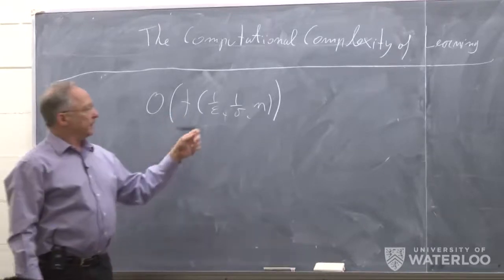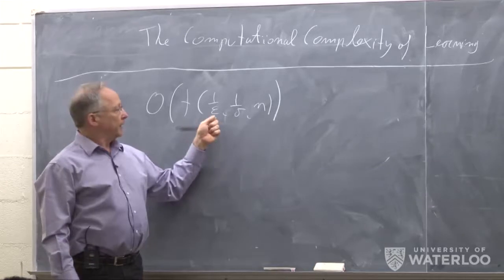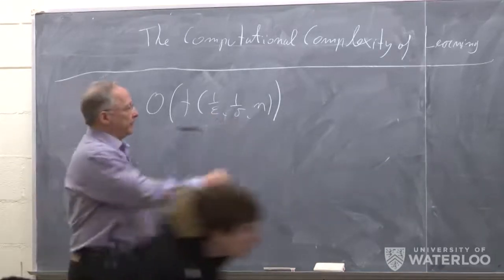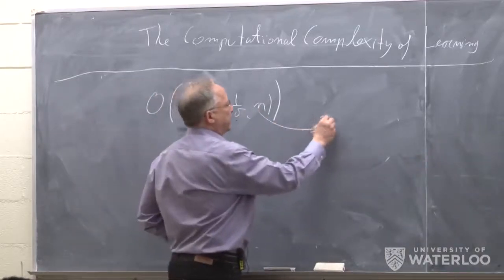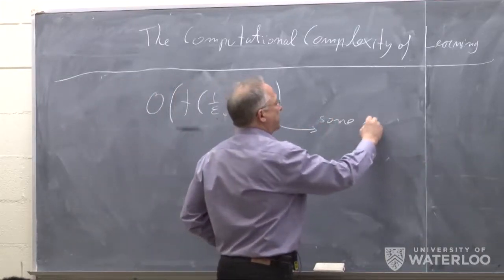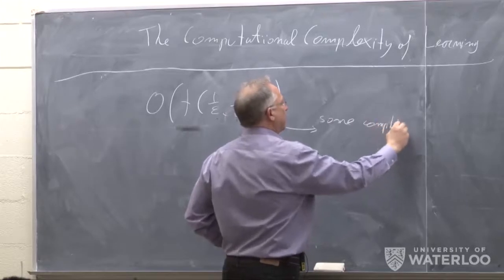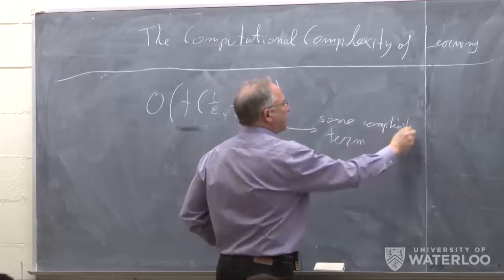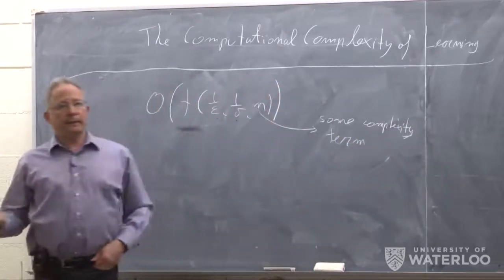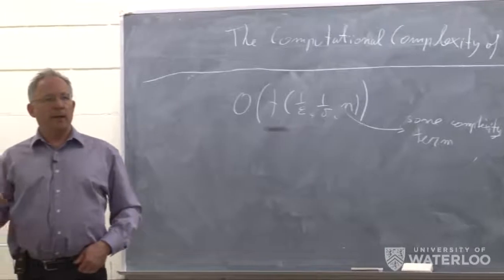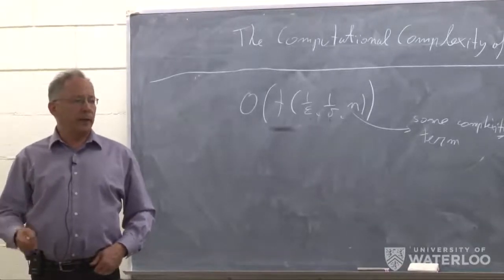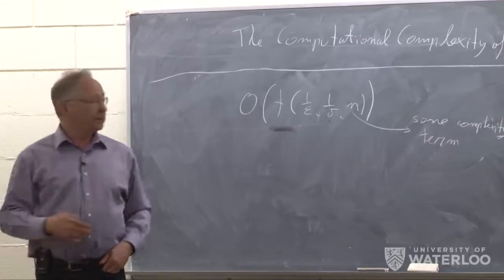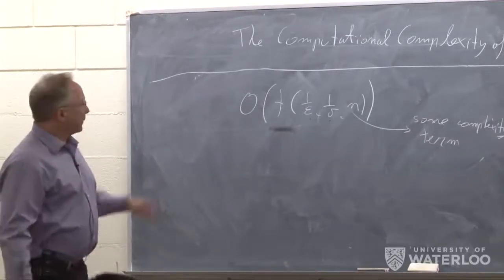What we care about is how it behaves as a function of the required parameters of success of the learner, and n, which could be some complexity term. And we will see in examples that it could be different things. So you explicitly say what complexity term you're now analyzing the runtime with respect to. So that was the first conclusion.